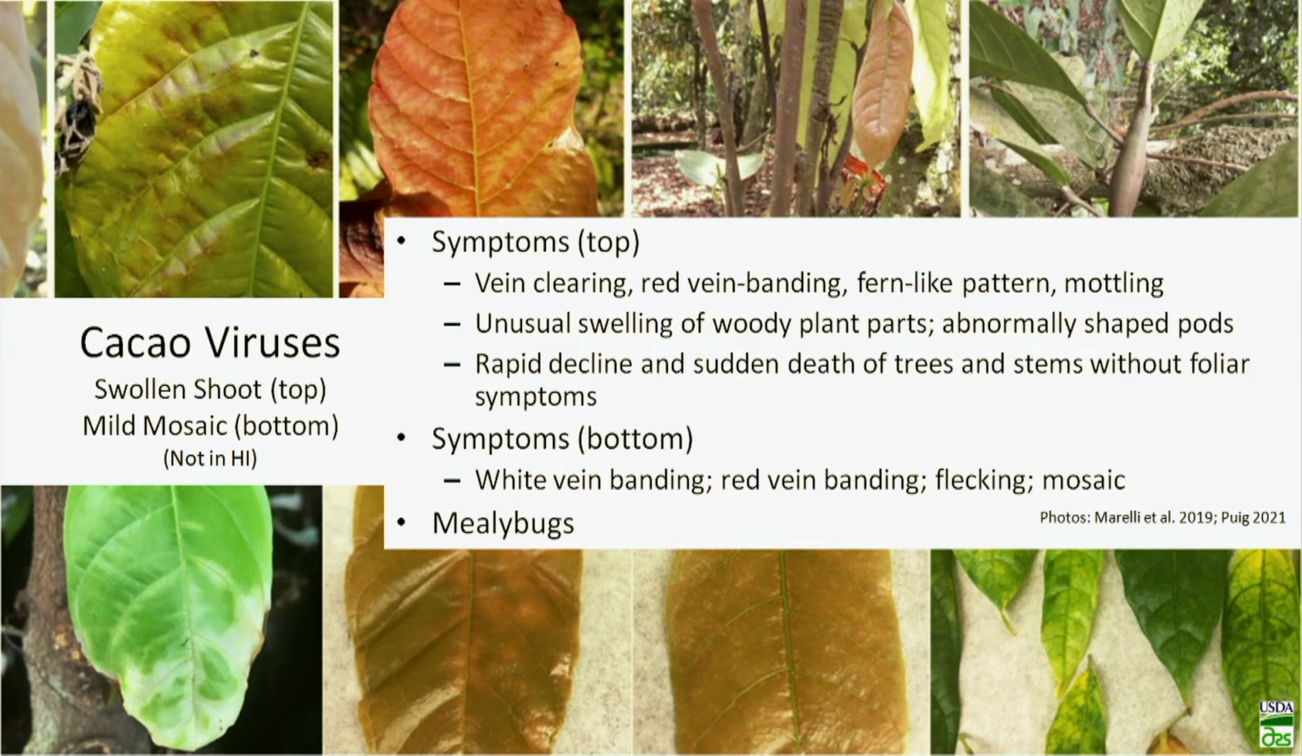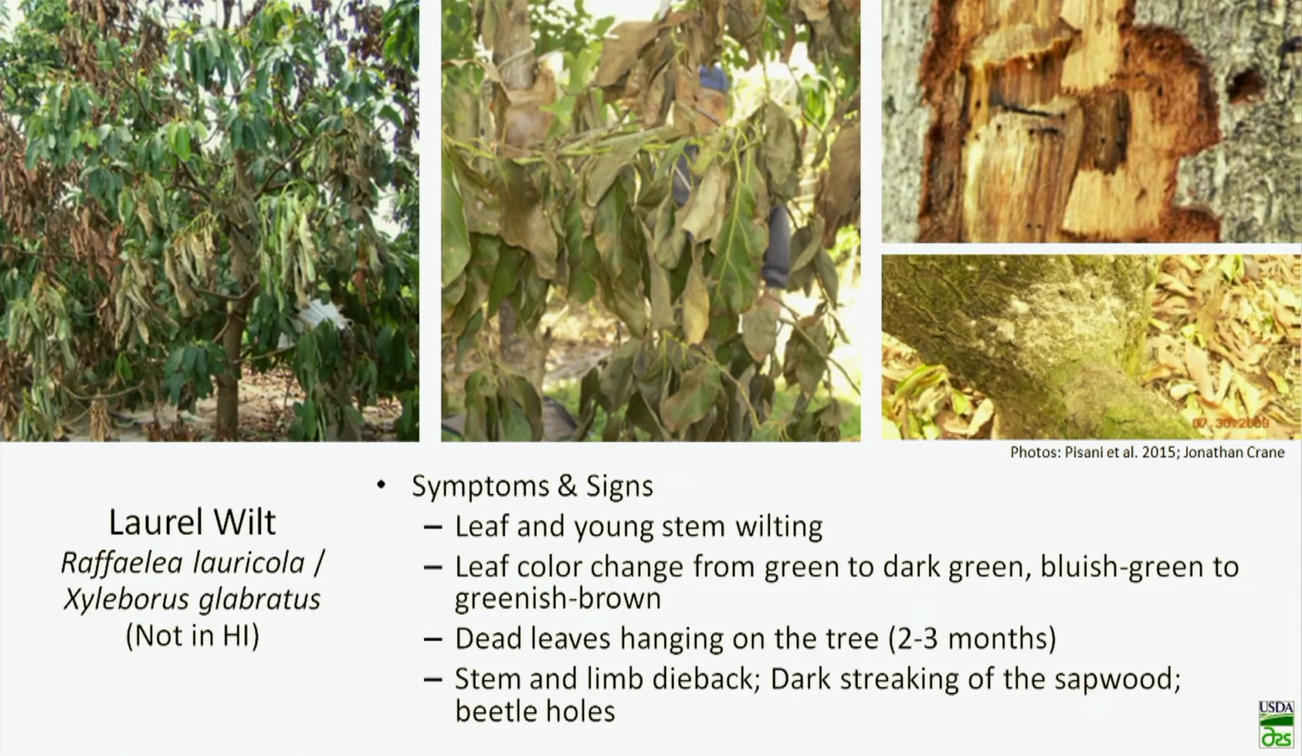Okay, that's kind of the key. And a second one being laurel wilt, really causing a major problem on Lauraceae on the mainland. The importance is that avocado is part of that family, okay? It's not a preferred host, but these are some of the symptoms.